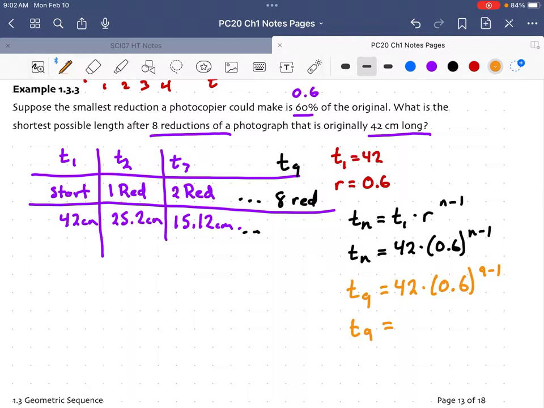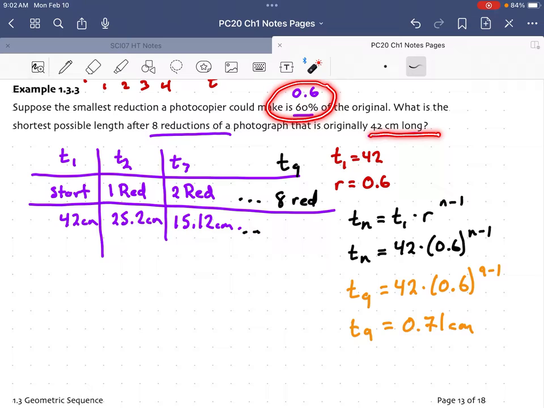Now I can just put that into decimals. My calculator, 42 times 0.6 to the power of 8, and I will get 0.71. So about 71 millimeters. So for this one, we started at 42 centimeters. We reduced it by 60%. After 8 reductions, it will be 0.71 centimeters.